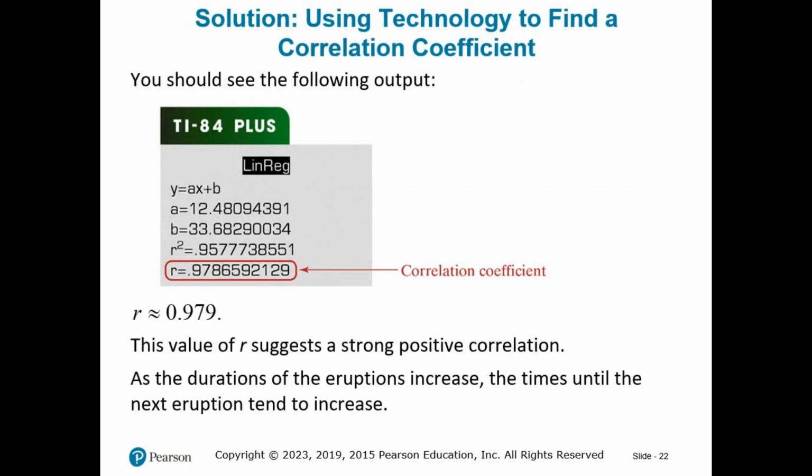You should have gotten the output you see here with an R result of about 0.979. This value suggests a strong positive correlation. As the durations of the eruptions increase, the times until the next eruption tend to increase. So we can state that it seems to be a strong indicator of a positive correlation. But what kind of scale or measurement are we using besides that it's close to 1? How do we determine what is close enough to consider it very strong?